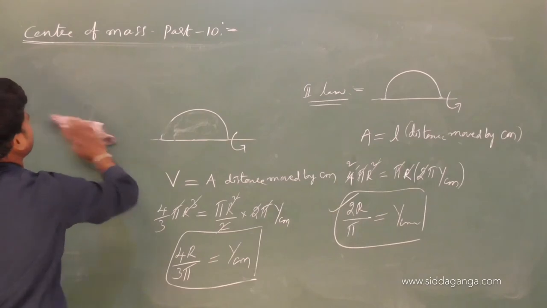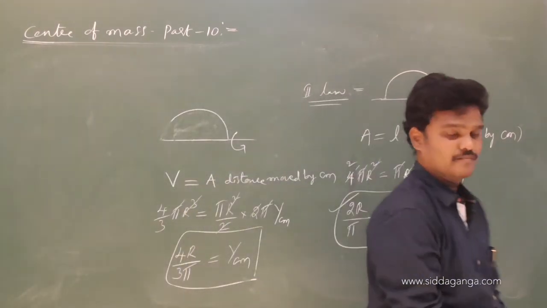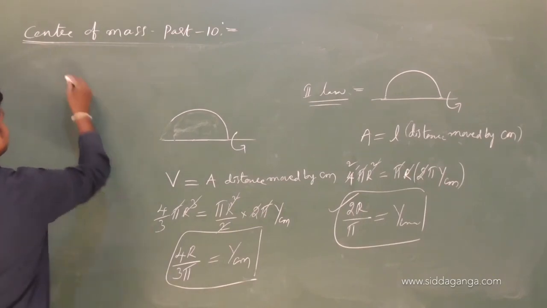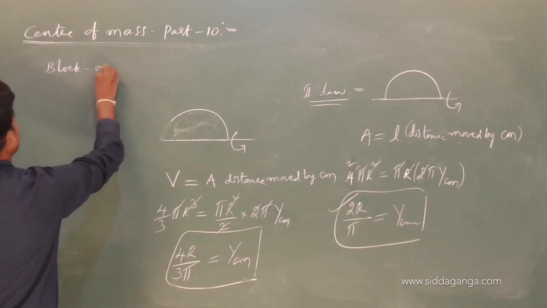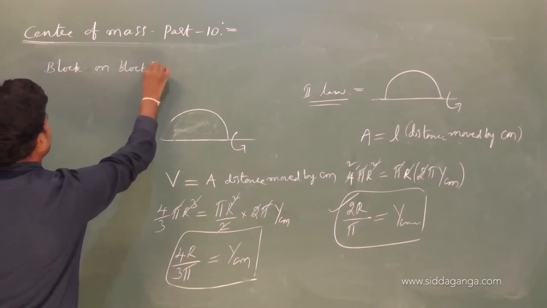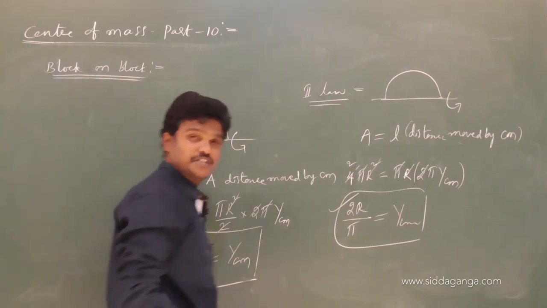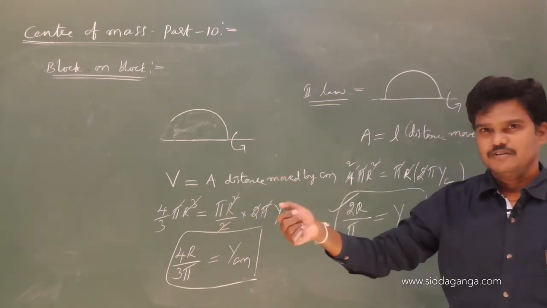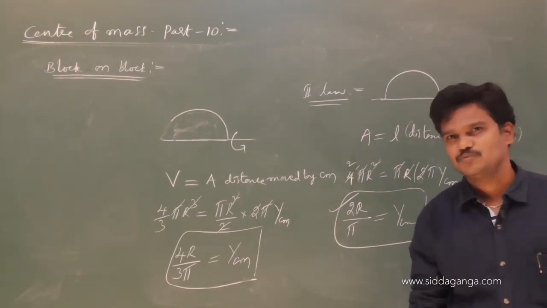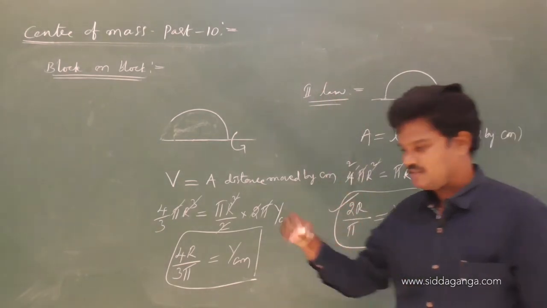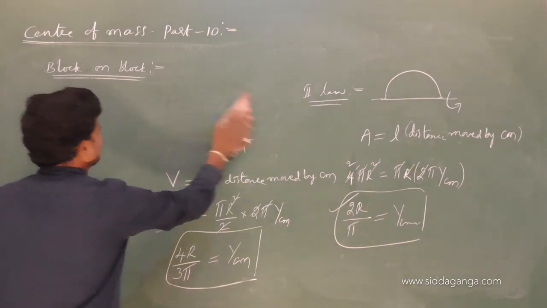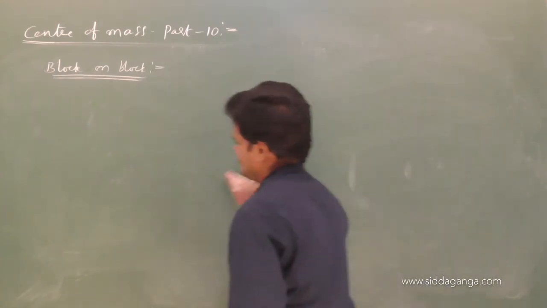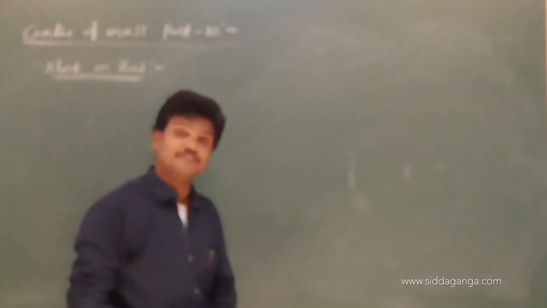Now let me continue with one more concept: block on block. The exact topic is in the friction concept. There will be block on block concepts, two blocks, three blocks. If I apply force at the top, the topmost one, the one below, the third one, all will move with common acceleration if the surface is smooth. Some concepts are there, but here the concept is different. It's not exactly block on block. I am just writing the name block on block, but here I am going to use blocks. The exact block on block concept is in laws of motion, in friction.